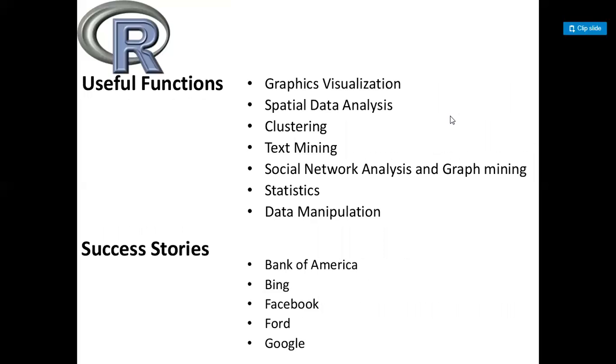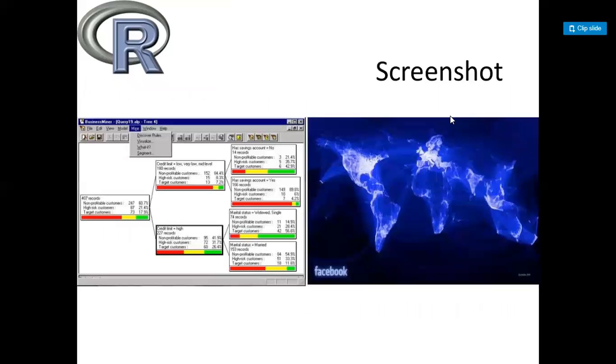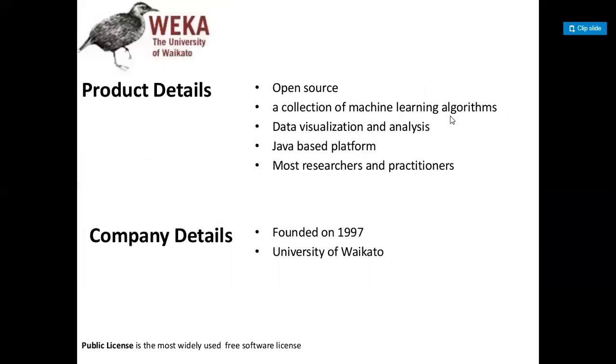It has been successfully used in Bank of America, Bing, Facebook, Ford, and Google, one of the topmost companies in the world. This is the screenshot for the R system. This is used for statistical analysis. So here there is a diagram that represents the different statistical analysis and classification applied over the data. And this is a screenshot. It's widely used by Facebook.